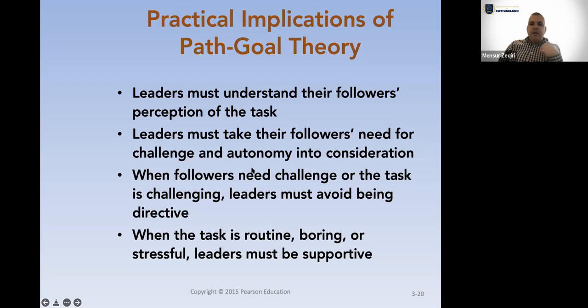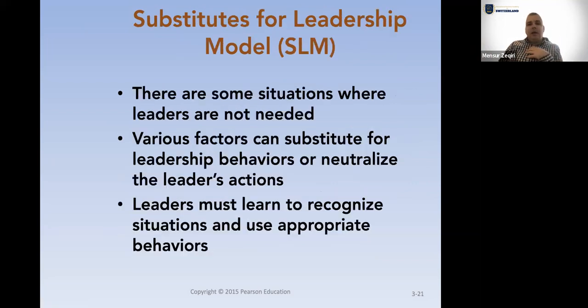And when followers need challenge or the task is challenging, leaders must avoid being directive, because that's when they need the leaders to remove those obstacles in order to ease their job to accomplish that task. However, when the task is routine, boring, or stressful, this is when the leaders should be supportive to the followers in order to have them more satisfied and motivated.